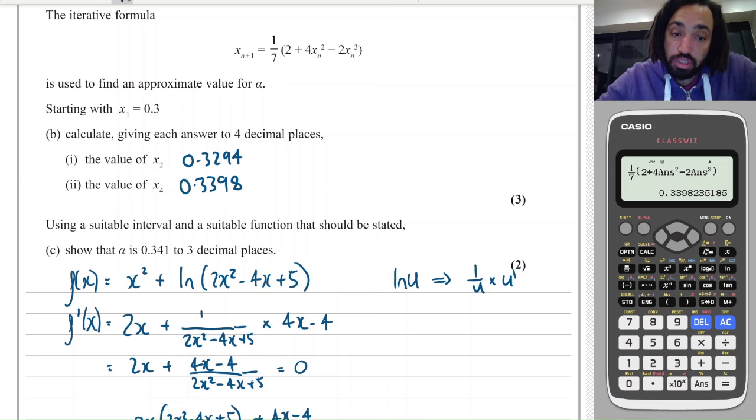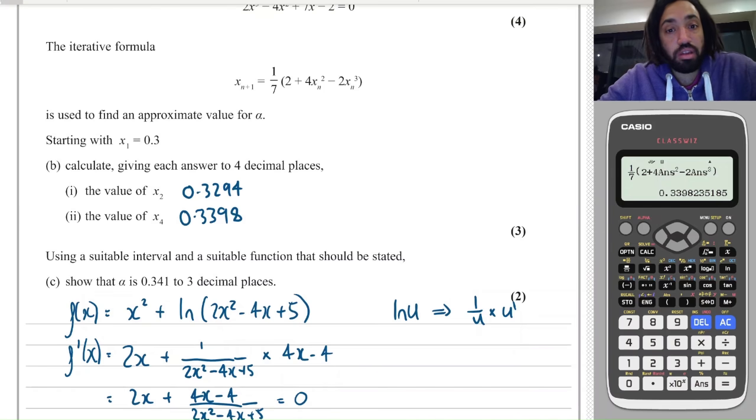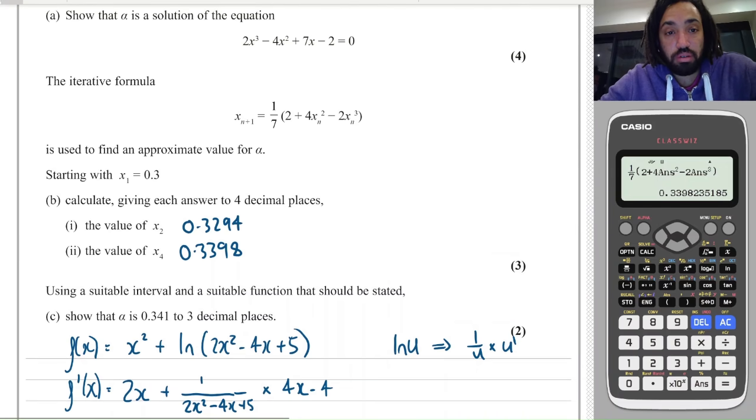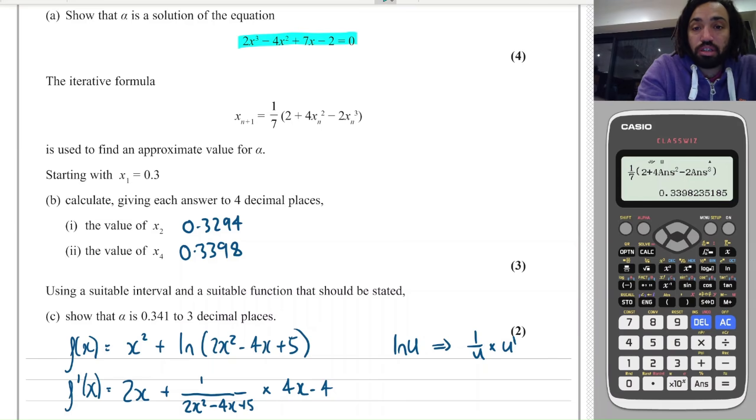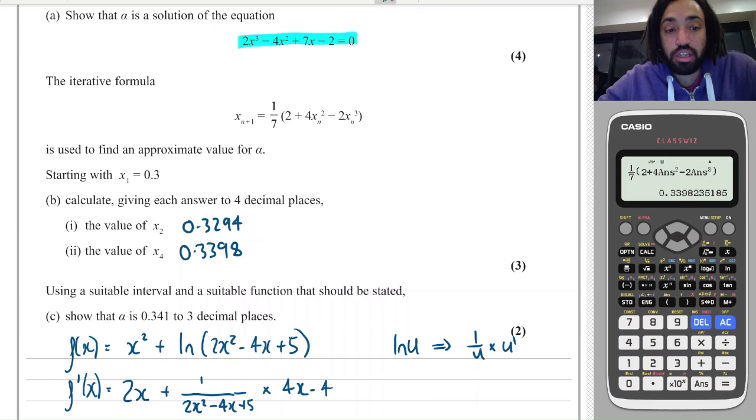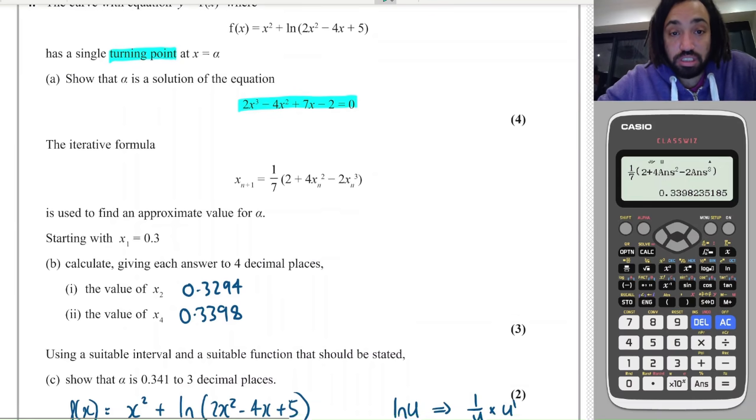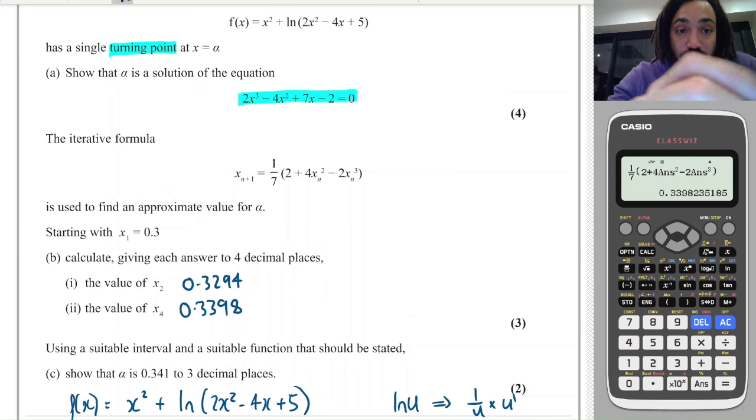And then it says, by using a suitable interval and a suitable function that should be stated, show that alpha is this to 3 decimal places. Okay. Well, alpha is the solution to this equation, so we need to show that it changes sign when you sub a little bit below into that function and a little bit above that function, and that function itself is the f dash of x, which we found.